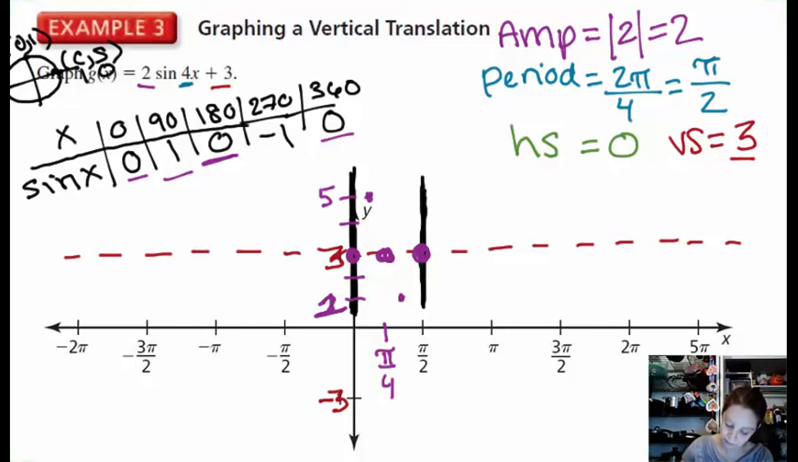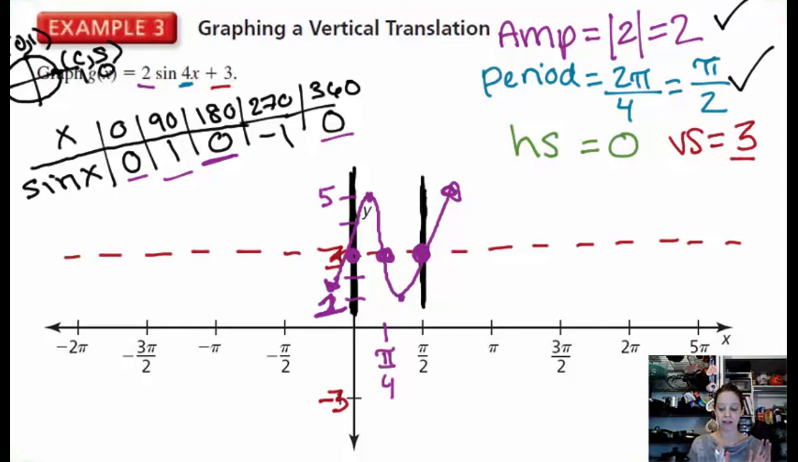Now draw a graph through the 5 points. So this goes up, down, up. And here is a graph of g of x equals 2 sine 4x plus 3. You can see that the amplitude is 2, half the distance between the minimum and the maximum is 2. The period: it gets a complete sine cycle in the distance between 0 and pi over 2.